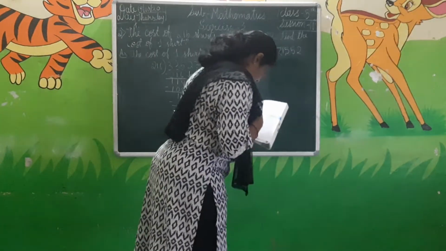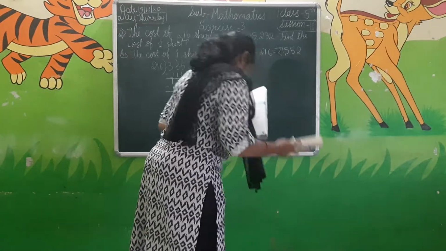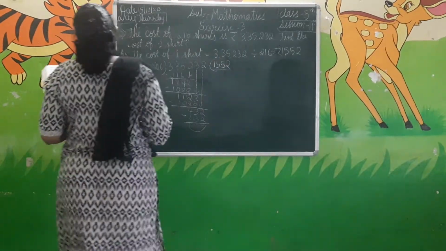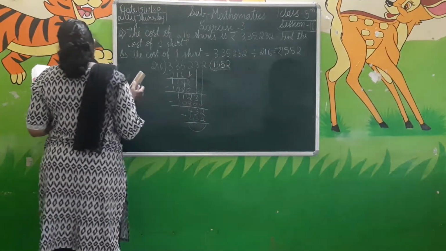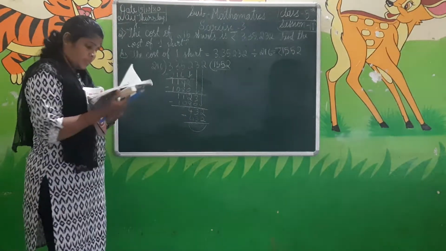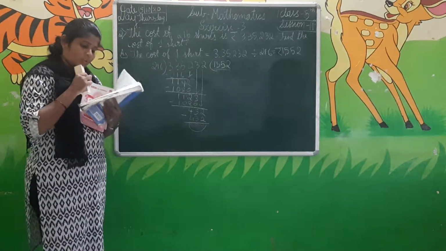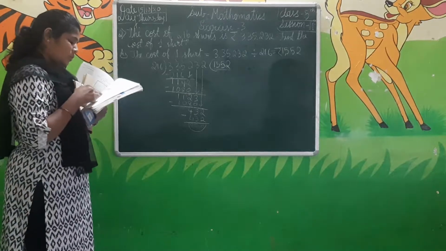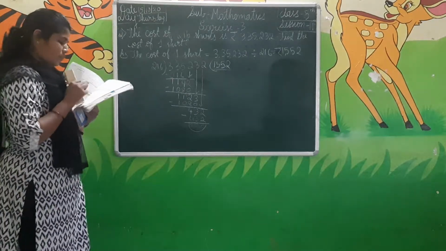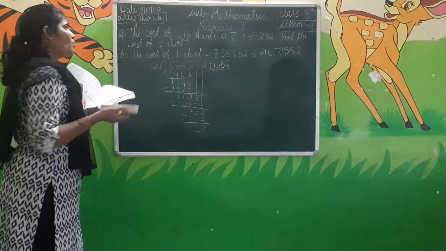Next, go for the third problem. The product of two numbers, means the multiplication, by multiplying the two numbers we got the answer as 2,69,928. If one number is 552, find the other number. In that, one number we know is 552, so we should find the other number. So we have to divide that.